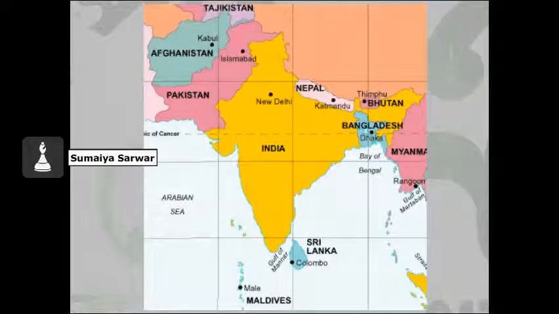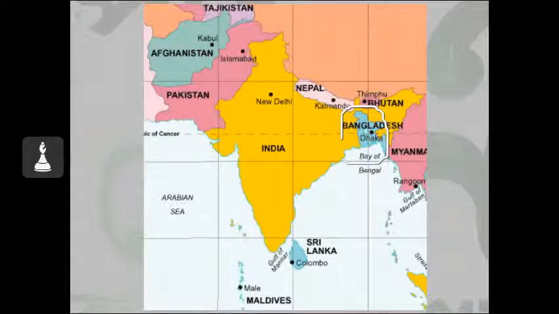You're probably wondering, where is Bangladesh? Bangladesh is located in South Asia, so it's right beside India. It's this country right here. It's under the arm of India, so we like to say that India is giving us a little hug.